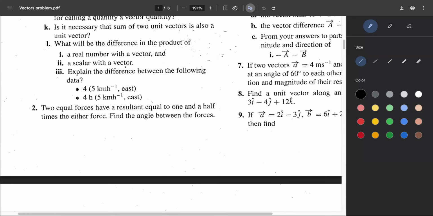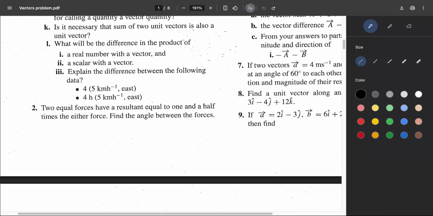What will be the difference in the product of a real number with a vector, and a scalar with a vector? Explain the difference using the data which is given to me in the next part.